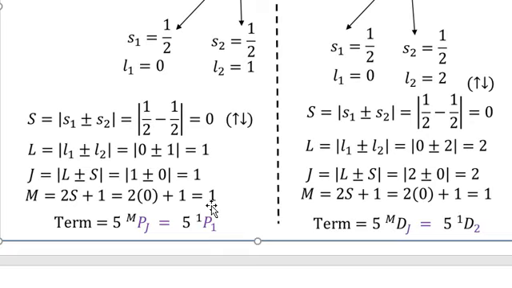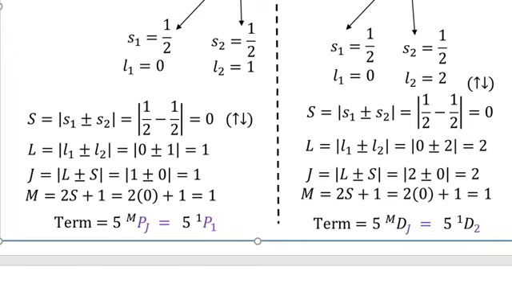Multiplicity tells you the number of possible values of J. So the term can be written with multiplicity M, and the term symbol is capital P, because capital L is equal to 1. So if the capital L is equal to 1, the term symbol will be capital P, and the capital J is the total value of the angular momentum quantum number. So substituting these values, the term becomes equal to 5 1P1.